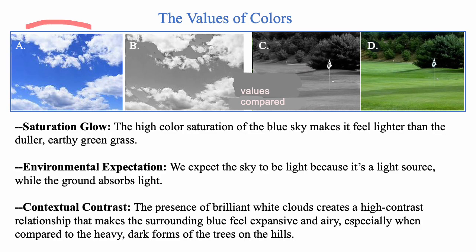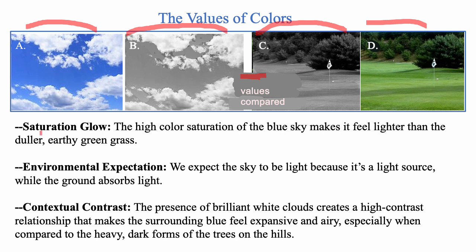Let's compare a blue sky to a golf course. Which one do you think is lighter? You would probably say the blue sky, but if you convert the blue sky to a grayscale and the golf course to a grayscale and then connect them with the value bar, you can see that they're actually the same value. So why does the sky feel so much lighter?